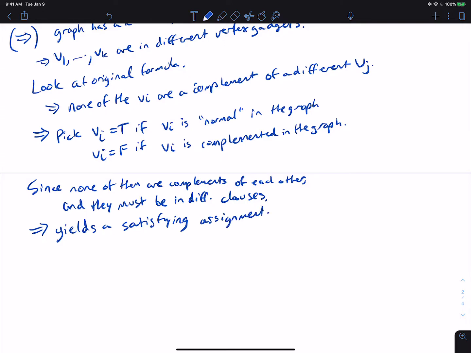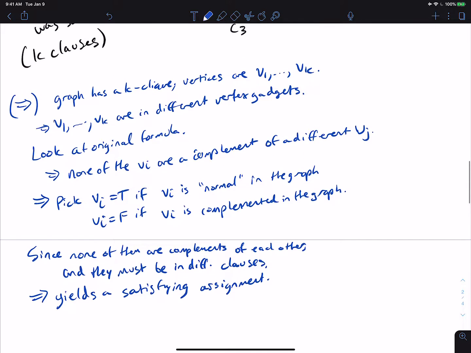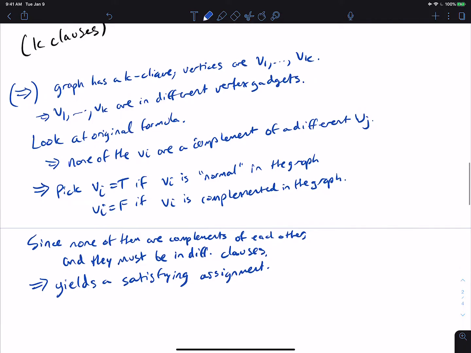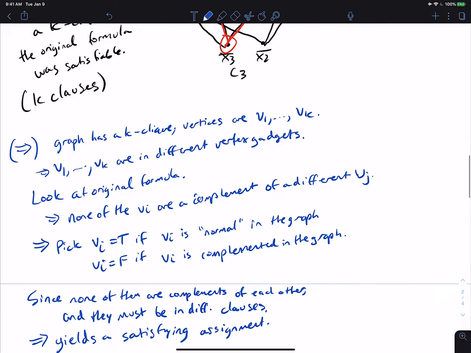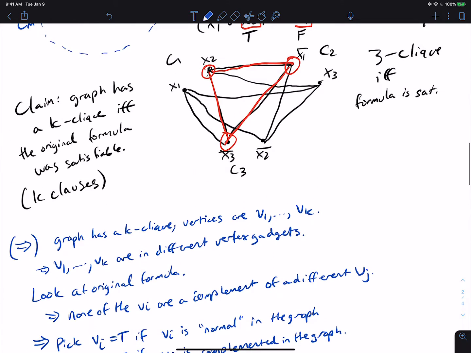And we actually don't really care about all the other vertices if there happen to be other ones. All that we care about is that there is a satisfying assignment. For the other variables, we can set them to be anything because it just doesn't matter. Okay, and what about the other direction?